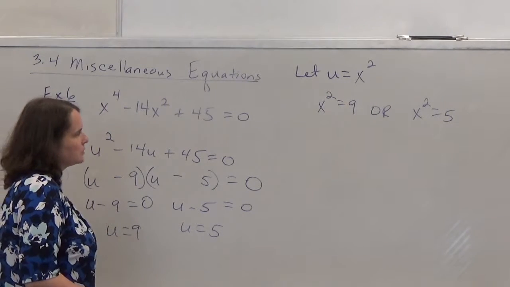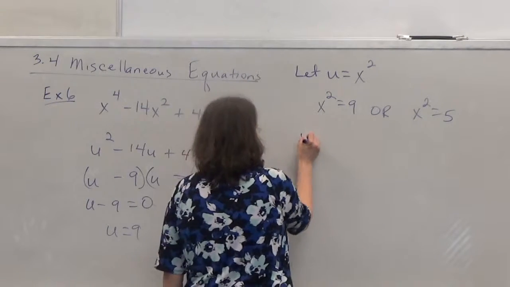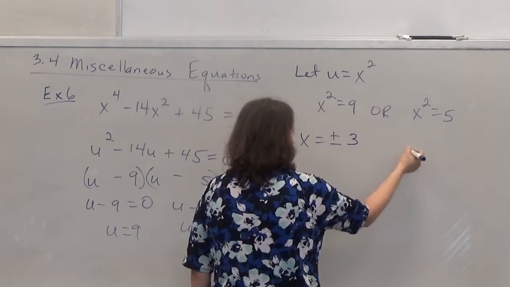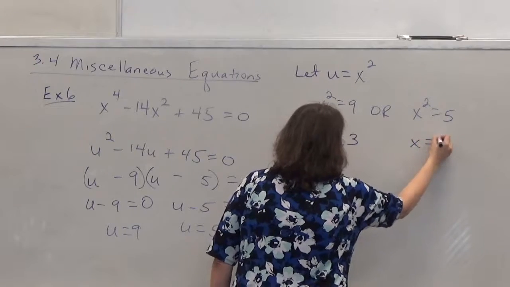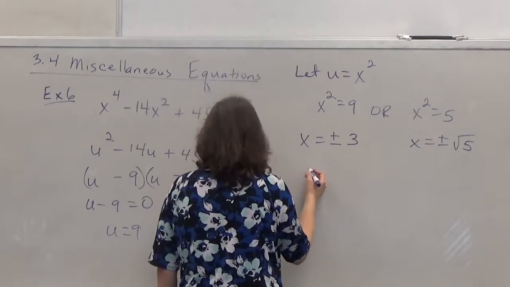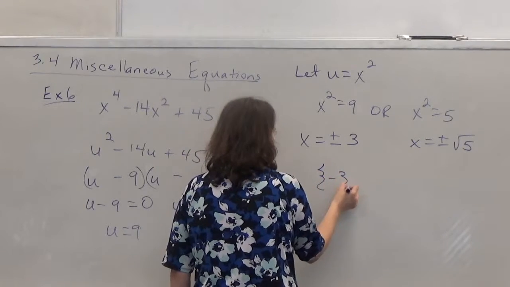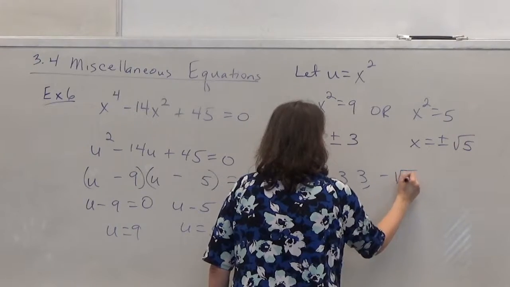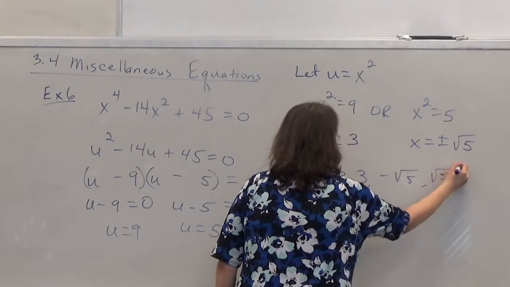So we'll take the square root of both sides. We'll have x equals plus or minus the square root of 9, so plus or minus 3. Over here, I'll have x equals plus or minus the square root of 5. And if I list all of the answers out, it's going to be negative 3, positive 3, negative square root of 5, positive square root of 5.